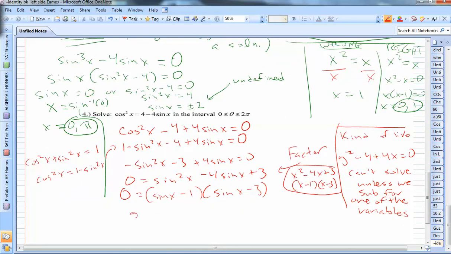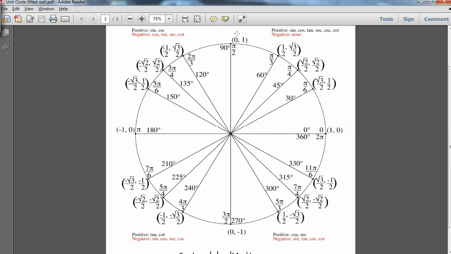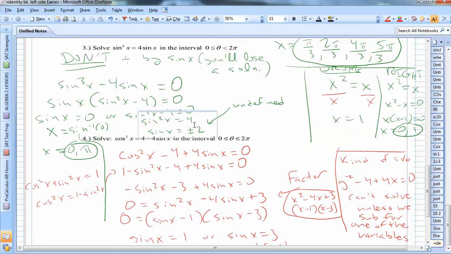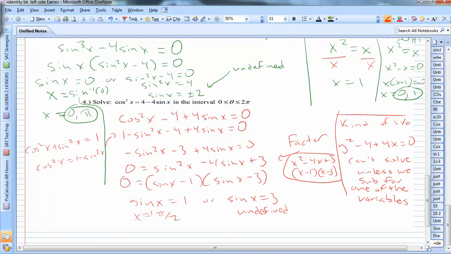So of course sine x will have to equal 1, or sine x will have to equal 3 to make this true. This will be undefined, because remember sine can't be larger than 1 or less than negative 1. Here, this will only happen at pi over 2. Because going back to the unit circle, that's where the y-coordinate is positive 1. And looks like we are all set over here.